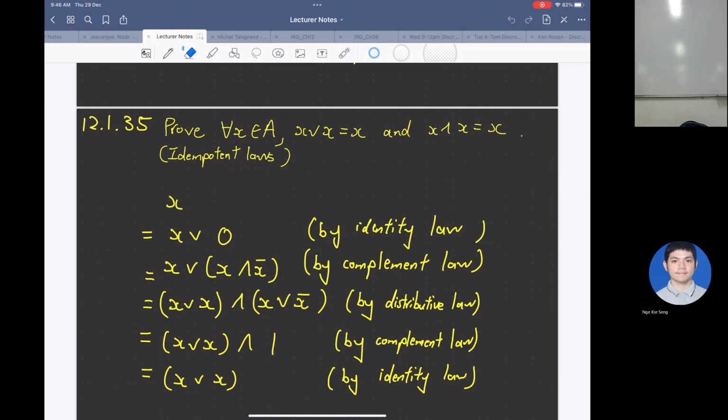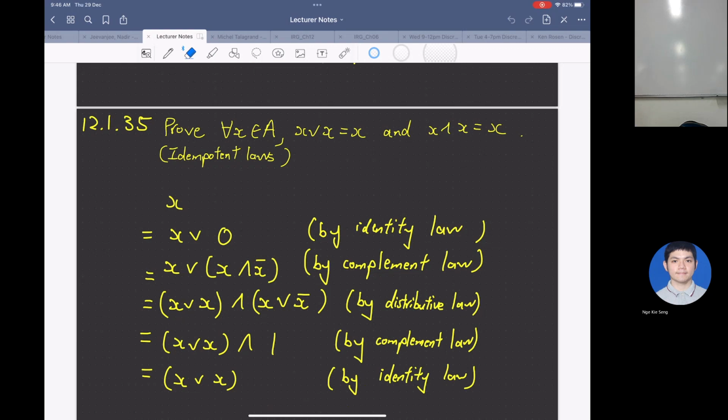So 12.1.35 is one of the examples. You are asked to prove the idempotent law. X or X equal to X, and X and X equal to X. So how do you go about this? The key here is to use the 0 and 1. Play with the identities. Identities in an algebra are very important, so you need to play around with them.